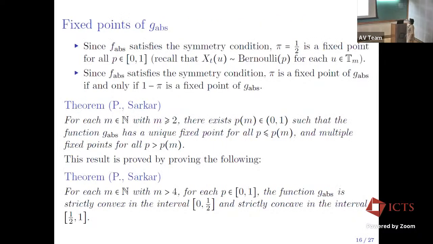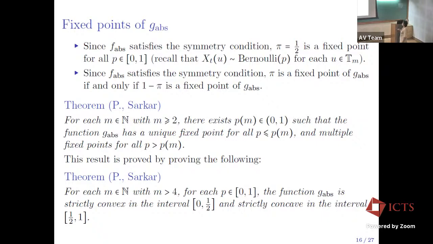Okay, so a couple of things that we can say immediately, because f absolute satisfies the symmetry condition. One is that pi equal to half will be a fixed point for every p. Remember that p is the parameter that is associated with the coin tosses. So p is the success probability of every coin toss, every coin toss associated with every vertex. And another thing is that pi is a fixed point of g absolute if and only if 1 minus pi is a fixed point of g absolute. Okay, so there is this symmetric structure that we are dealing with.